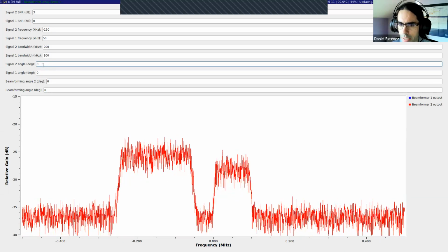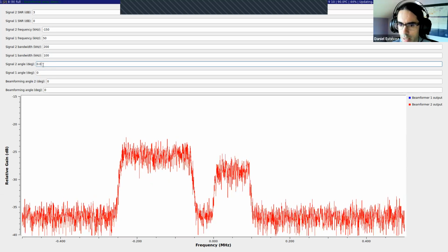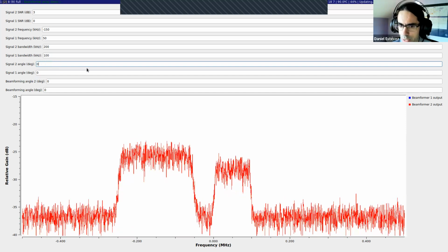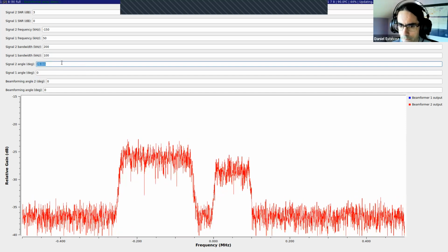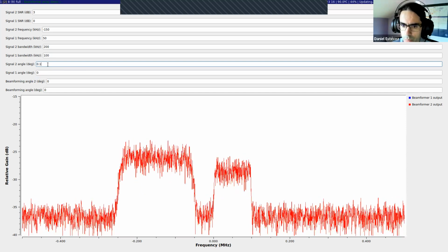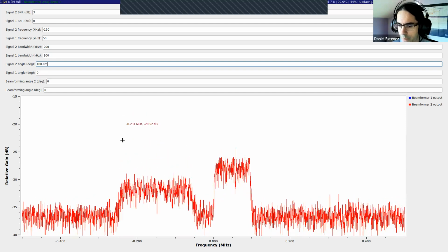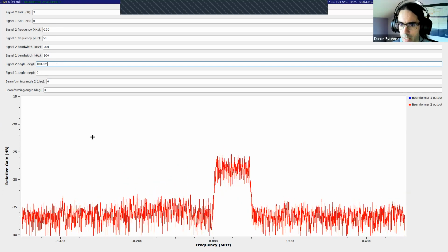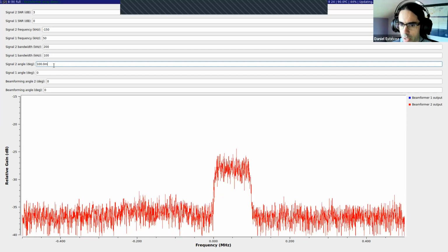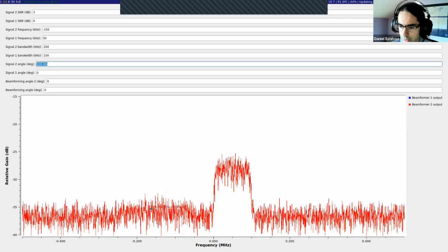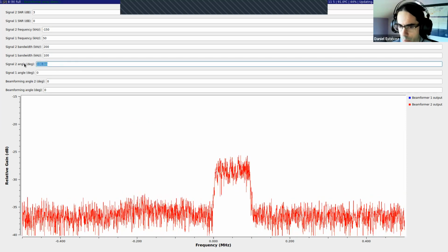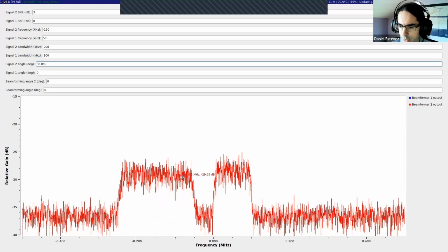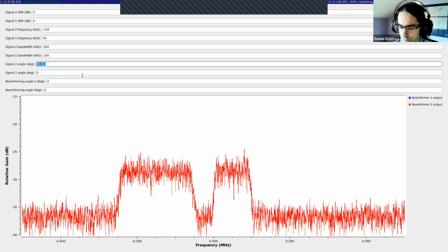Now what I want to show is what happens if I start moving this by 0.1 degrees, 0.02, and maybe I'm going to do 0.1 degrees. Yeah, that's more like it. So if I just move the signal, this is signal 2, by 0.1 degrees, then it basically disappears. I can try half, and then we see that there is some loss.